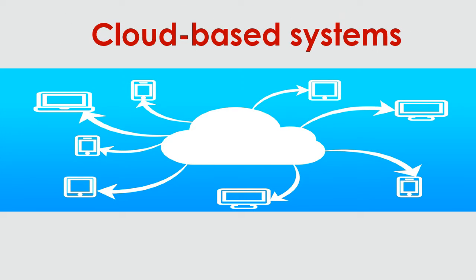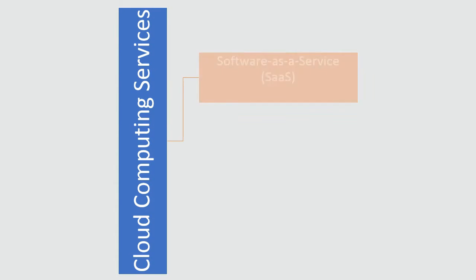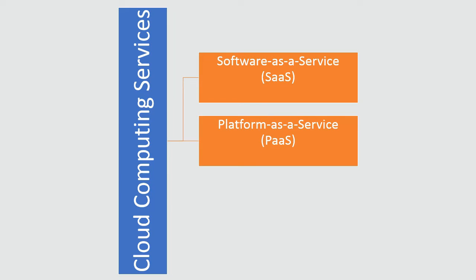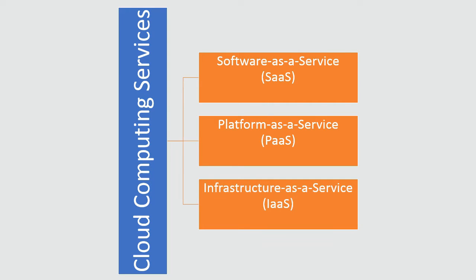Cloud-based systems. Cloud computing services are categorized into three types: Software as a Service, SaaS. Platform as a Service, PaaS. Infrastructure as a Service, IaaS.